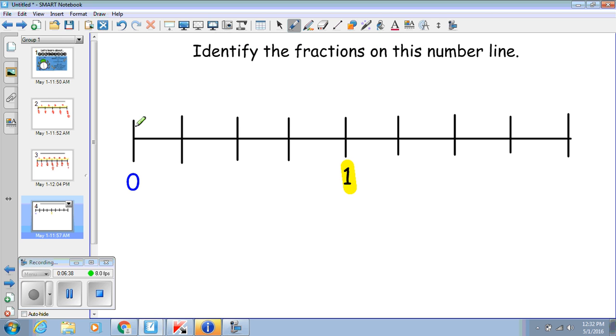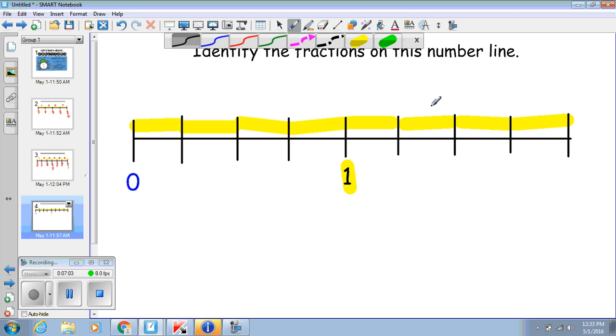Let me see how many parts I have here. 1, 2, 3, 4. And I've made the whole. We continue again. 1, 2, 3, 4. I've made another whole. I could really go ahead and number this one with the whole number of 2. All right, so this is from here to here. I need to identify these fractions.